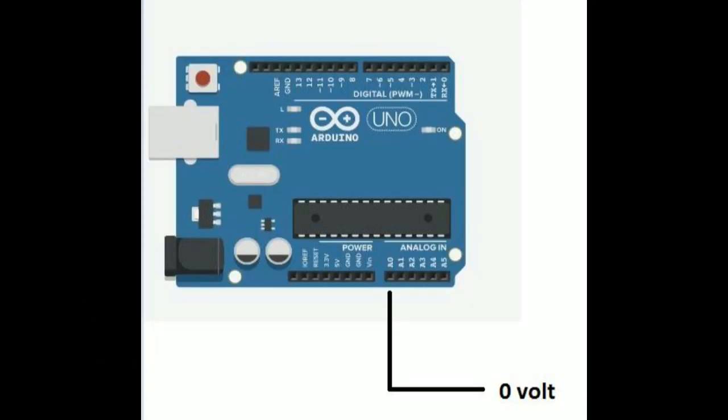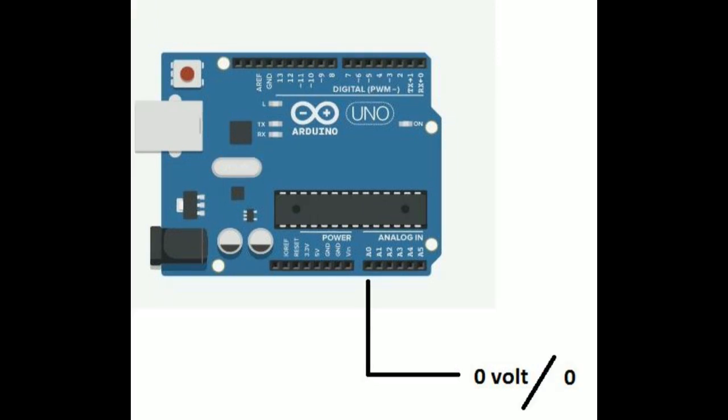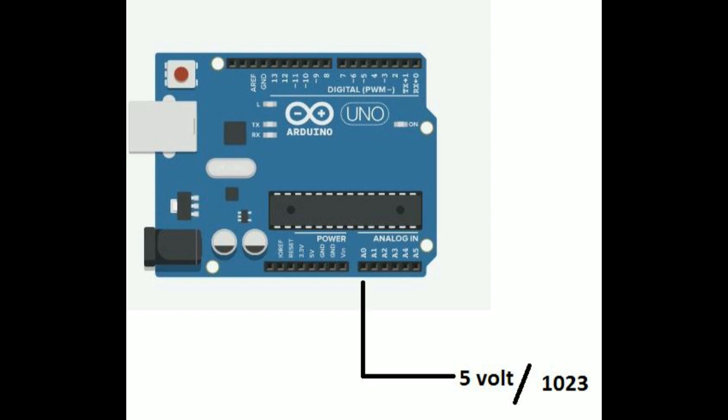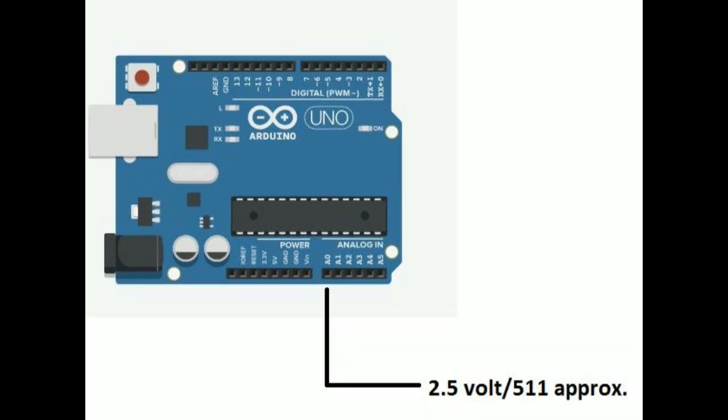Okay, number two is programming. What happens in the Arduino analog input is, if we supply 0 volts, Arduino is not going to take it as 0 volts, it will read it as a 0, and the number keeps on increasing if we keep on increasing the applied voltage. So if we supply 5 volts, Arduino is going to read it as 1023, and if we supply 2.5 volts, obviously it will read it as 511.